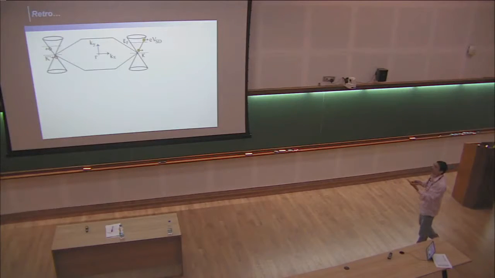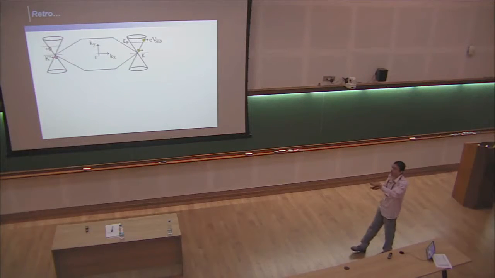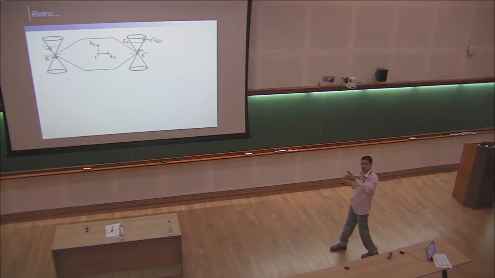So how do you understand the retro-type mechanism or the specular-type mechanism? Here is the overview. As I told you, these two electrons have to have zero total momentum, and the spin has to be singlet.